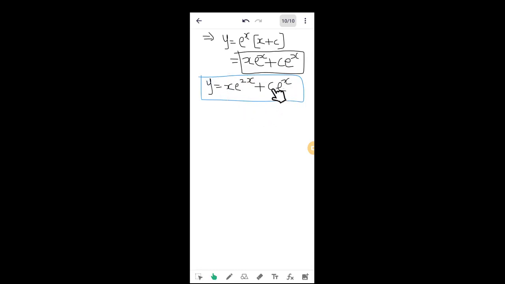The constant is 1 because it's a first order linear differential equation with constant coefficient. Because it's a first order, the constant is 1. But if it's a second order, it means you are going to get two constants, say C1 and C2. But here it's only a first order differential equation, so you are going to get only C. That's one constant.